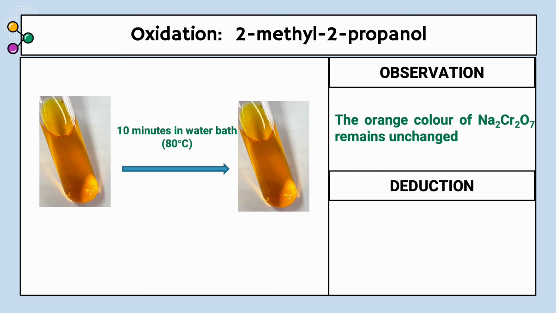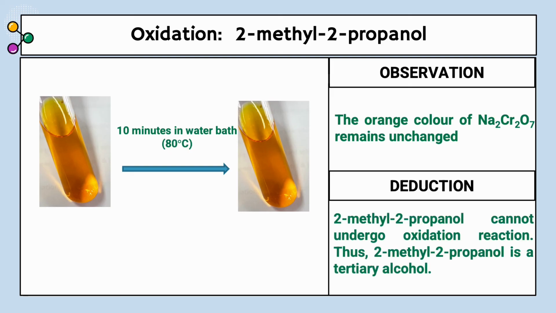Now, kalau saya repeat lagi eksperimen ni menggunakan 2-methyl 2-propanol, what I'm going to observe is the orange color of sodium dichromate remain unchanged. So kalau orange color sodium dichromate remain unchanged, bermaksud dichromate ion itu dia tak undergo reduction. Dan ini juga bermaksud the alcohol itu cannot undergo oxidation. So the deduction that you can make is 2-methyl 2-propanol cannot undergo oxidation. Thus 2-methyl 2-propanol is a tertiary alcohol.